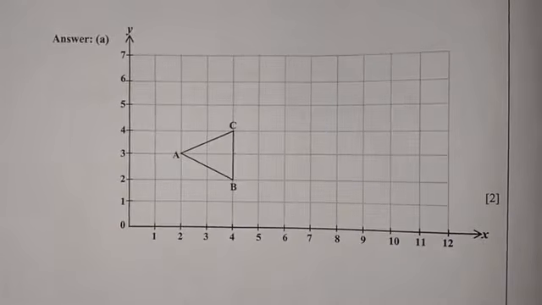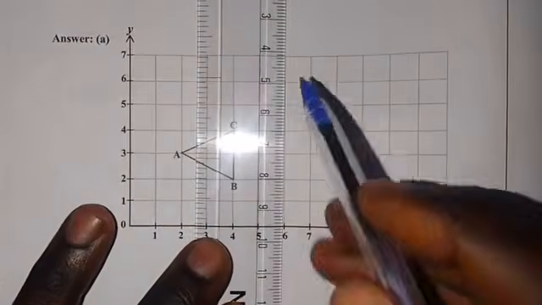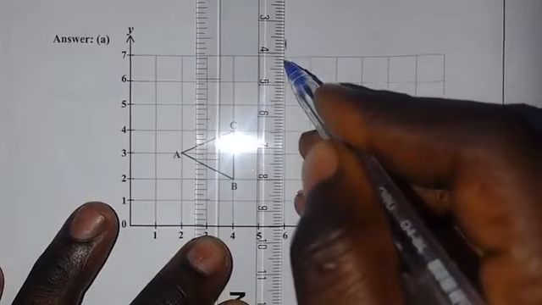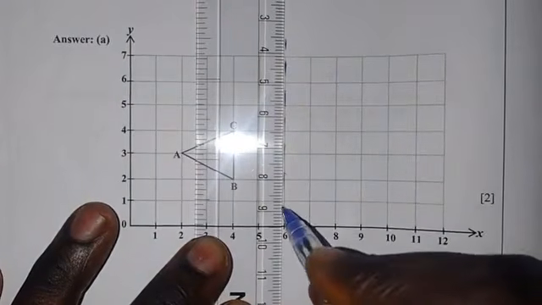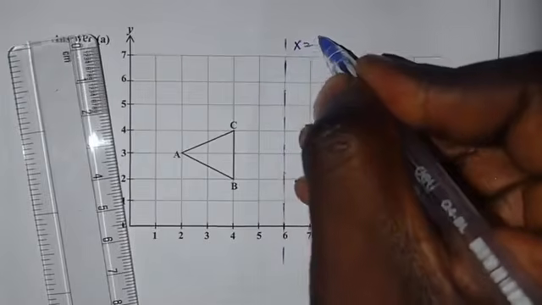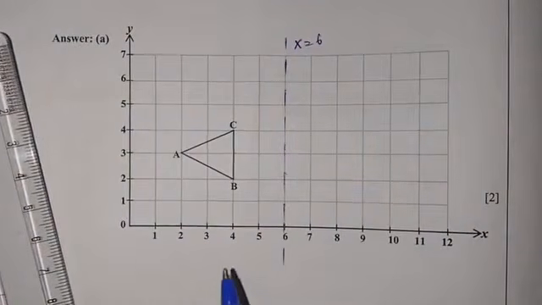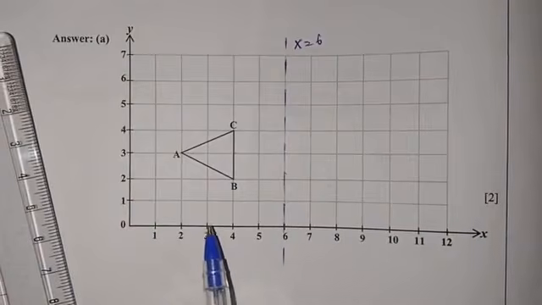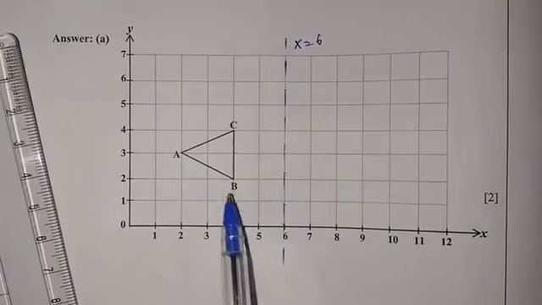So this is what they are talking about here. They have told us that triangle ABC is being mapped onto triangle A1, B1, and C1 under a reflection in the line x equals 6. So you need to take note of this line. This is the boundary. This was the mirror line, which is x equals 6. So now, how can we come up with the triangle that was mapped onto A1, B1, and C1?